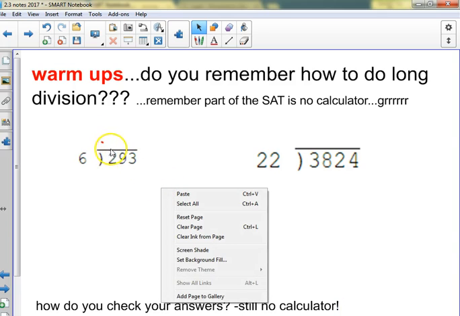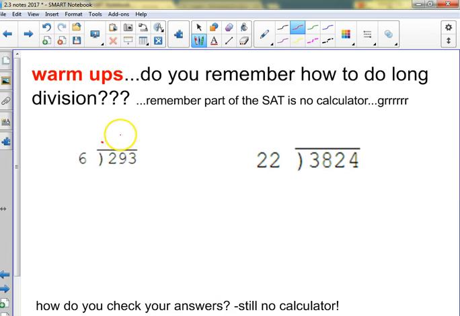6 doesn't go into 2, so we don't write anything here. But it goes into 29 4 times, so we write it above there. 6 times 4 is 24. So we thought about how many times it would go in, and then we multiply, right? And now we're doing subtraction, yes.